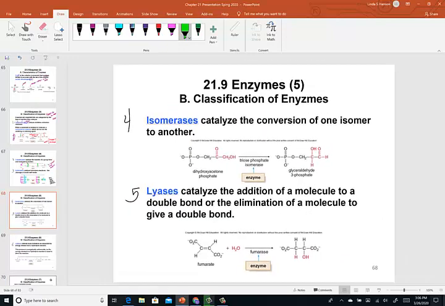Enzyme number 4 are called isomerases. Isomers, hear that root word, isomer? Isomerases catalyze the conversion of one isomer to another. All we're doing is rearranging the molecules. Rearrangement within the same molecule.